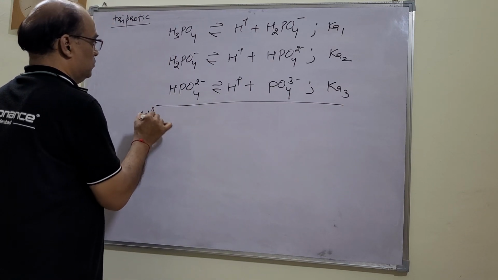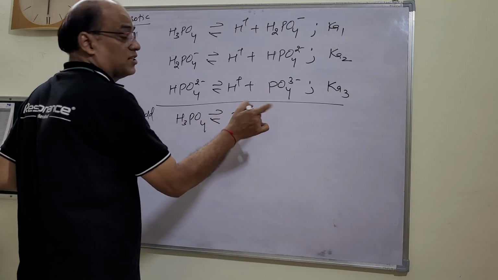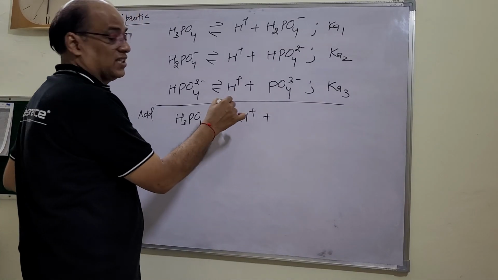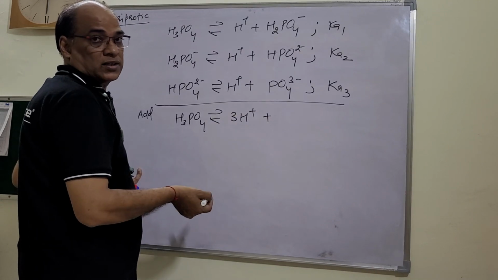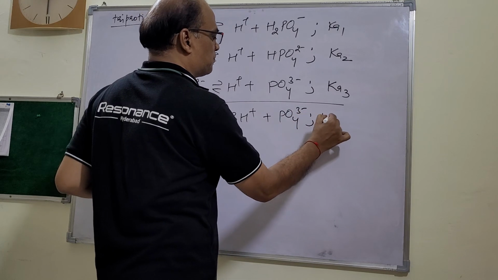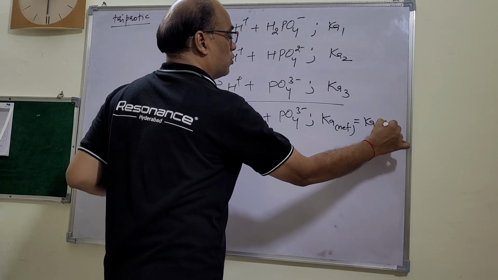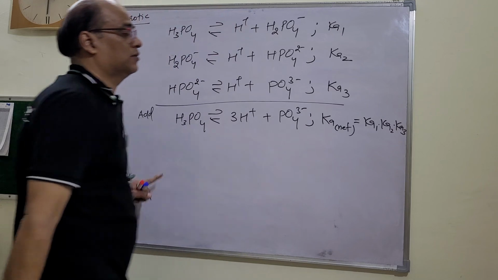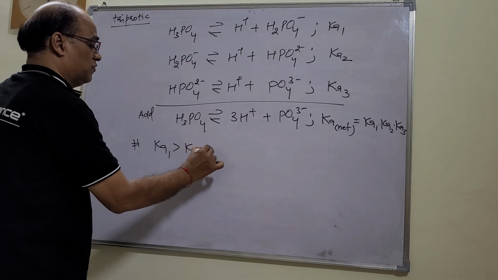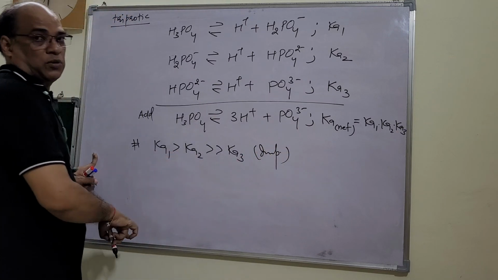So add, it becomes what? H3PO4 reversibly changes to 3H plus, PO4 3 minus. Previously it was 2H plus. Now because that was diprotic, and this is triprotic. So by the number of protons you can decide what is the proticity or what is the basicity. Again same thing. Ka net will be basically what? That is equal to Ka1 into Ka2 into Ka3. Got it? Here to remember, Ka1 is greater than Ka2, which is very much greater than Ka3. This is important. And the remaining 2 points will be the same.